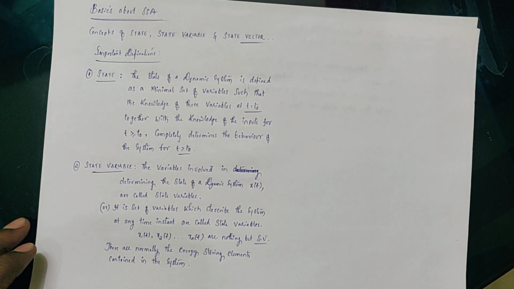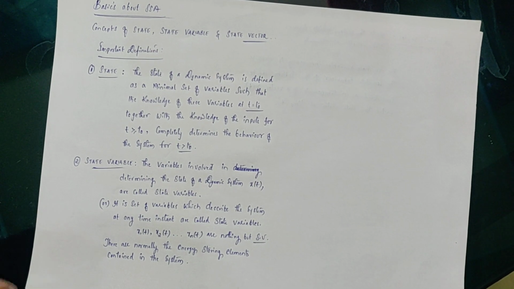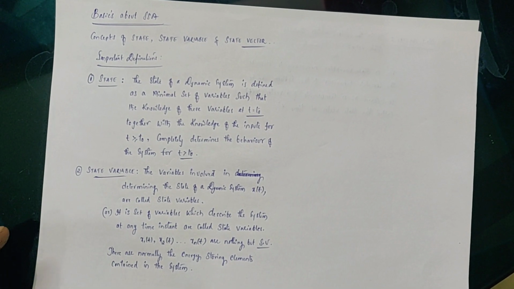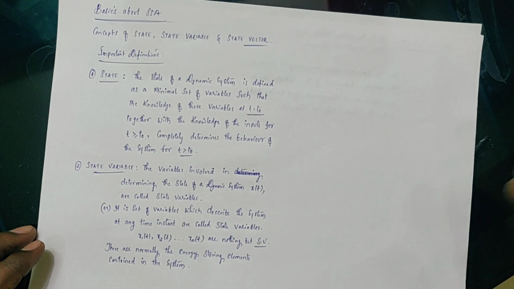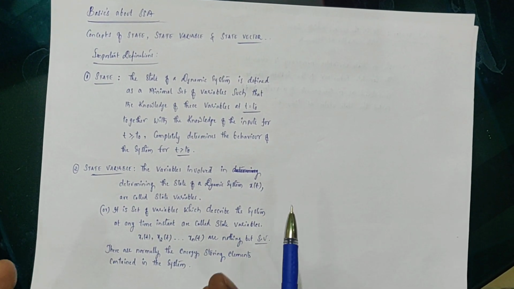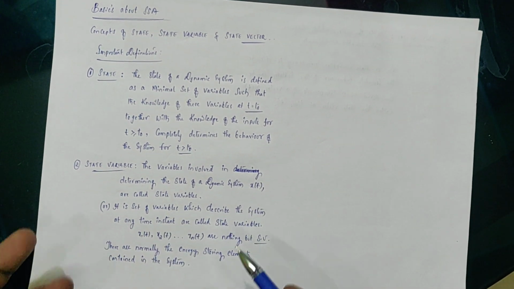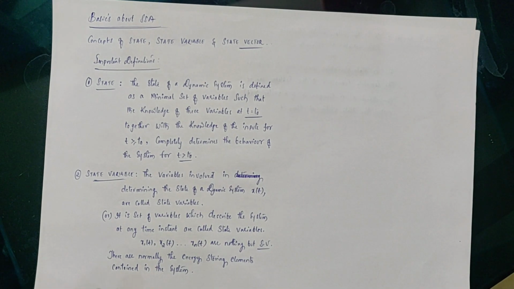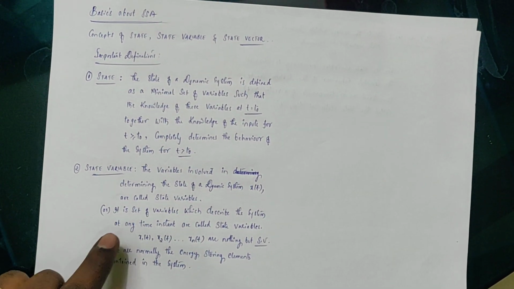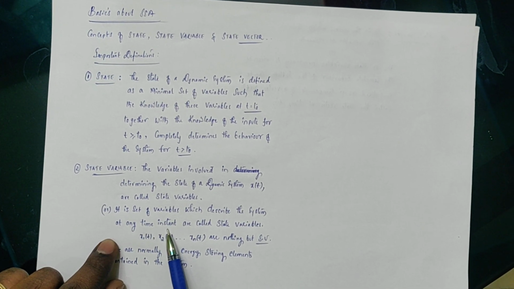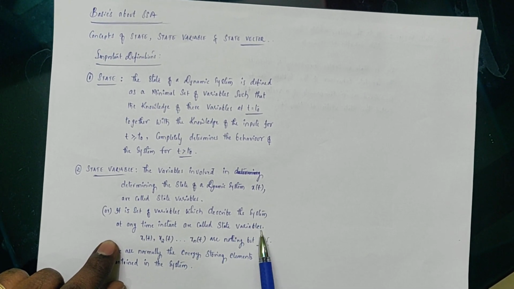Coming to the state variables. The variables involved in determining the state of the dynamic system x of t are called state variables. So what are the variables involved in determining the state of the dynamic system? Those variables are called state variables. In other words, it is a set of variables which describes the system at any time instant.